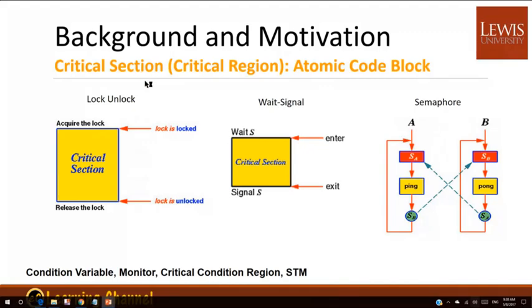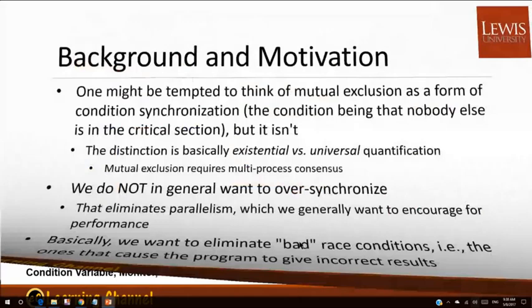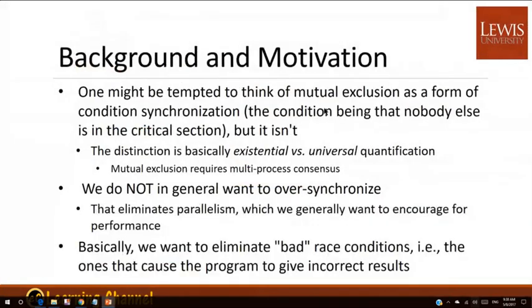So these are three schemes for mutual exclusion. We also have condition variable, monitor, critical condition region, and software transactional memory. These are different topics we will touch in this chapter. One might be tempted to think of mutual exclusion as a form of condition synchronization, the condition being that nobody else is in the critical section, but it isn't. It is called data synchronization for the critical section, and condition synchronization is a different thing.